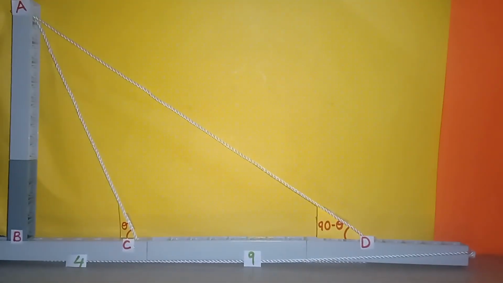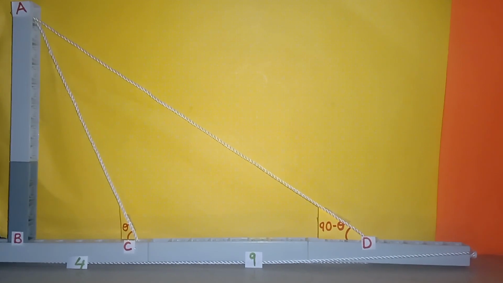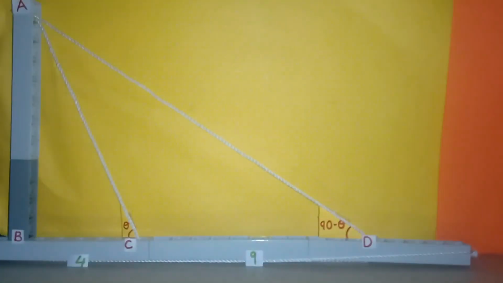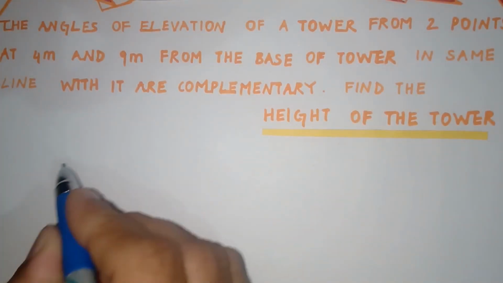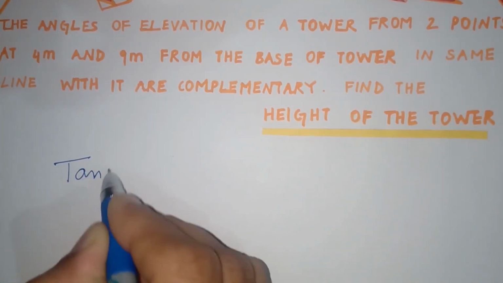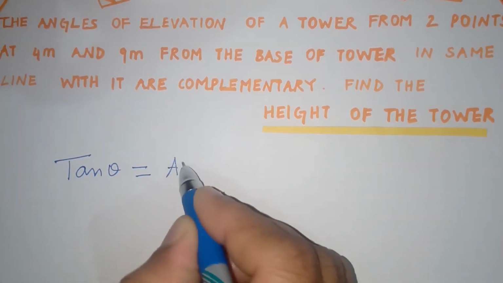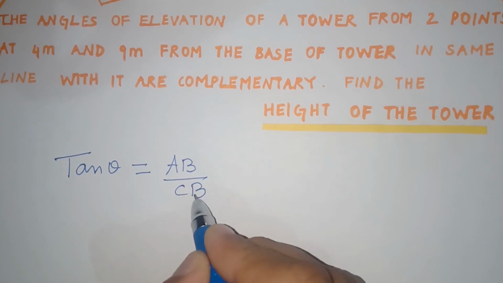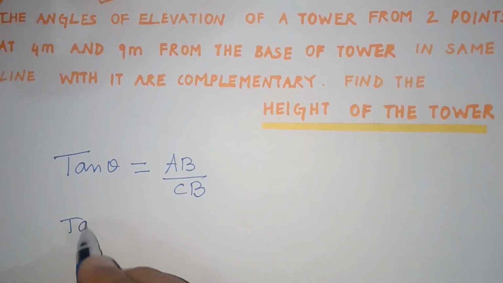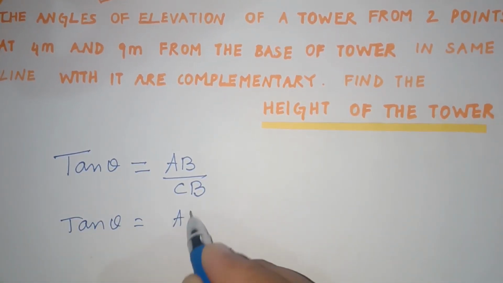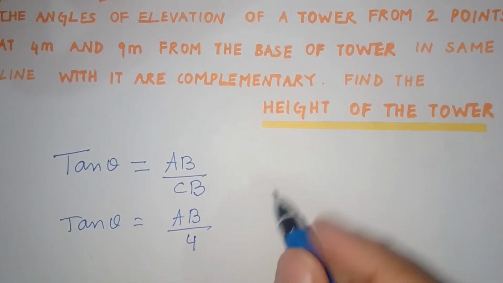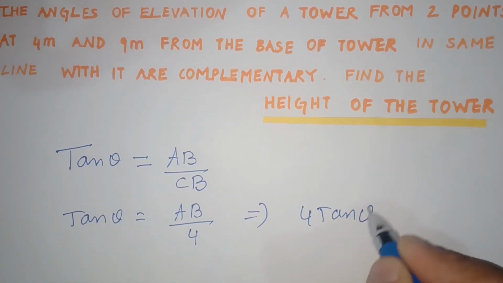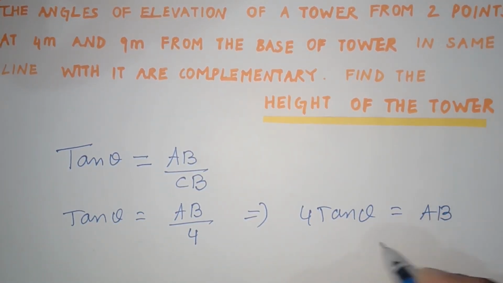Consider the right angle triangle ABC. We can use the trigonometric ratio tan. Tan theta equals opposite side by adjacent side. Therefore, tan theta equals AB by CB, where the opposite side is AB and the adjacent side is CB. Tan theta equals AB by 4. Sending 4 to this side, 4 into tan theta equals AB. Consider this as the first equation.